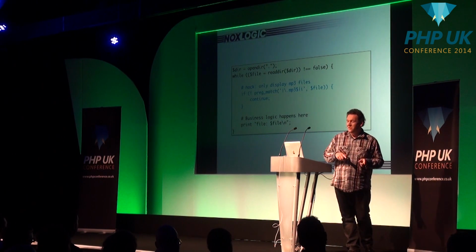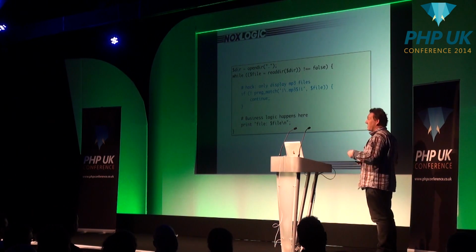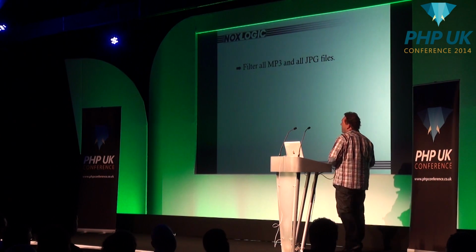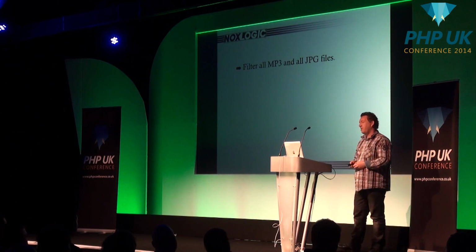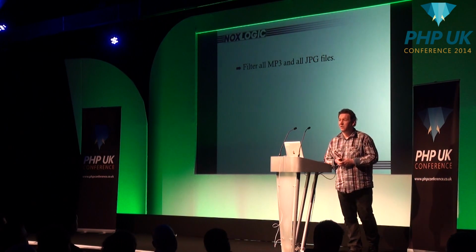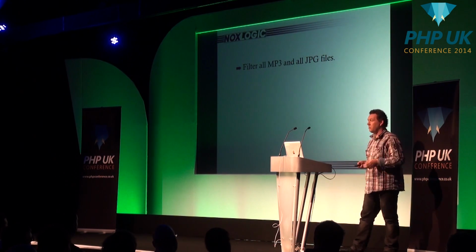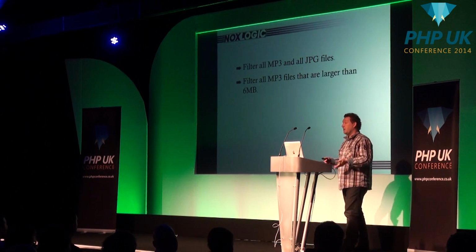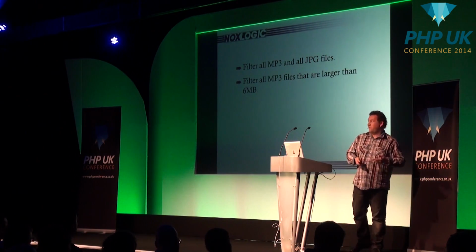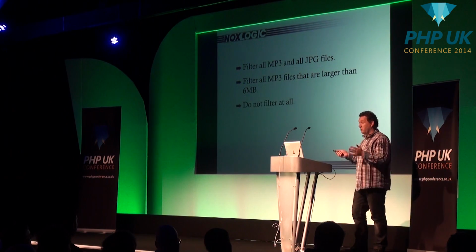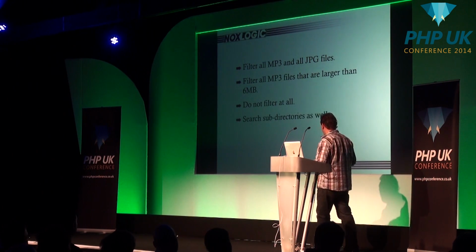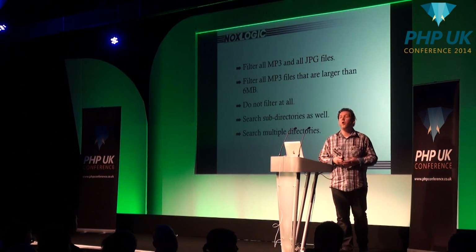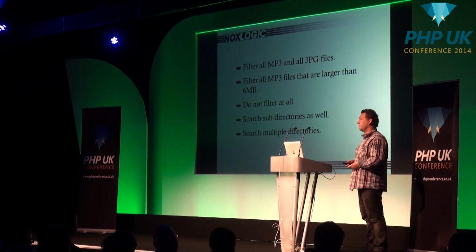But this is not really a good way to do things. Obviously, hopefully you agree with me. Because what would happen if we would filter all MP3 and all JPEG files? We have to change that code again. What if we need to filter all MP3 files that are larger than 6 megabytes? What if some other customer says, no, I don't want to filter something at all? Or what if we have to search subdirectories? Or what if we have multiple directories? Your whole code would be a complete mess.